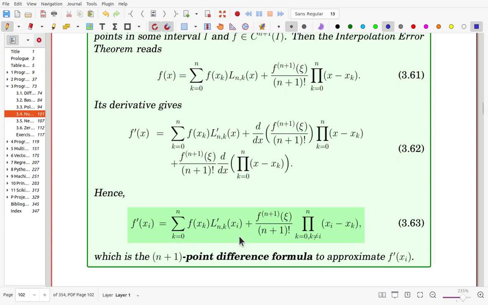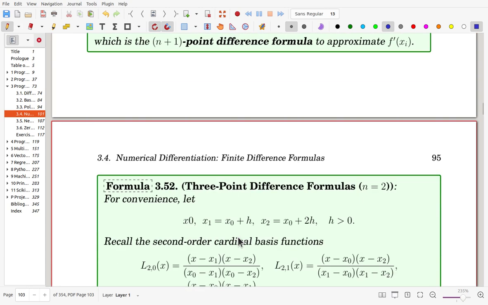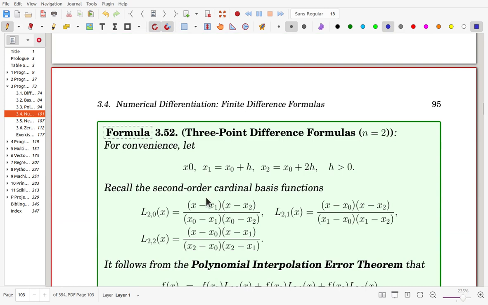So this term, once it's small, this error is small, then this formula will approximate the derivative at xi quite accurately. Anyway, this is the n plus 1 point difference formula. Okay. Let's see an example.